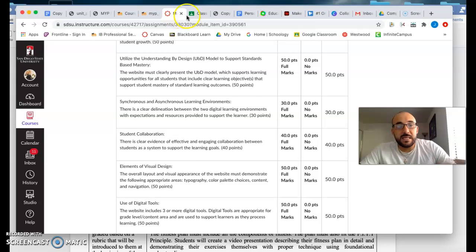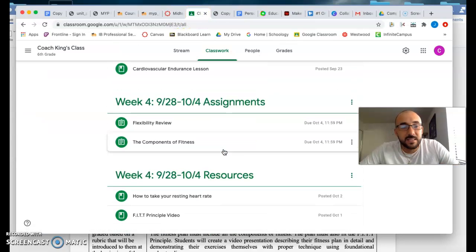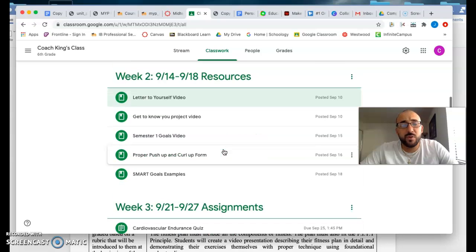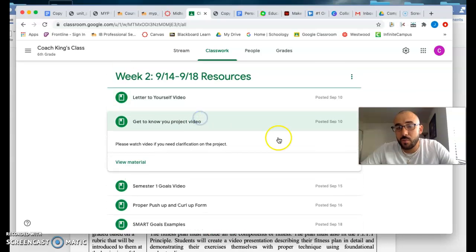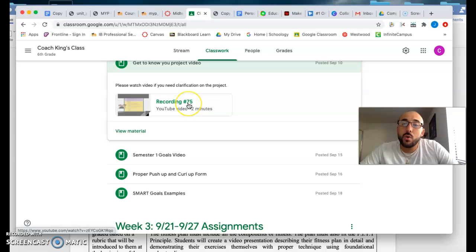One of the things that we did initially in the beginning of the class was students created a presentation about themselves, which is our Get to Know You project. And what I did was I posted it on a doc, and all the students were able to look at each other's Get to Know You projects and get to know each other as a class.